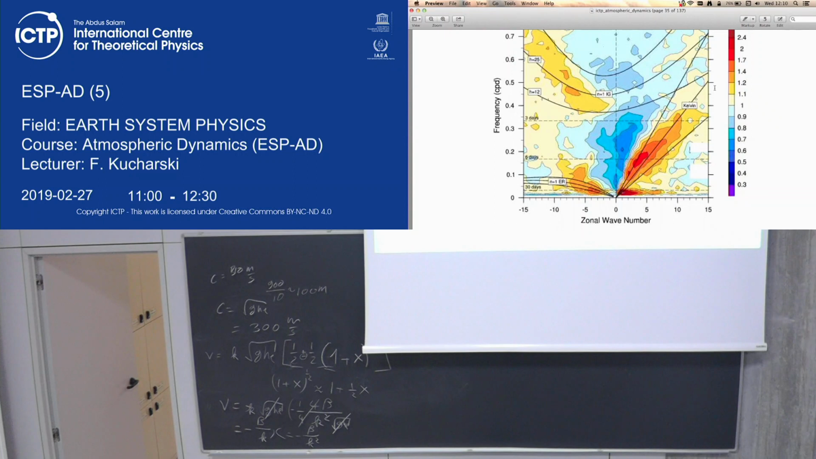And then we look for stationary solutions. How do they interact with each other? How can the waves, Kelvin and all the other equatorial waves at the equator, explain why there should be a positive feedback between atmospheric response and ocean response when we consider the ENSO phenomenon?